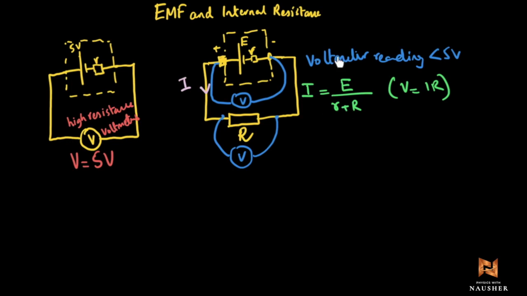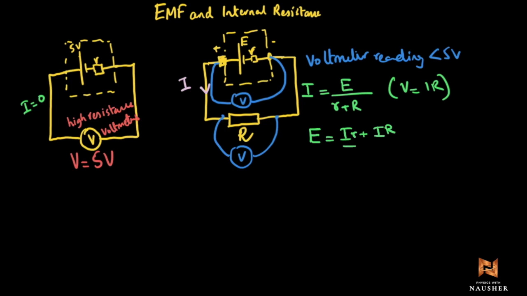But that still does not explain why the voltmeter reading is less than 5 volts. Well, I gave you a hint that in the earlier circuit, there was no current. So the current was 0 over there. But over here, the current is present and it has a value. Well, let's see. So EMF would be equal to I into small r plus I into capital R if I cross multiply.